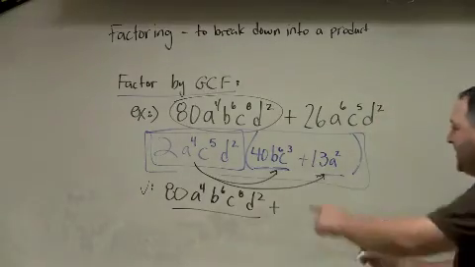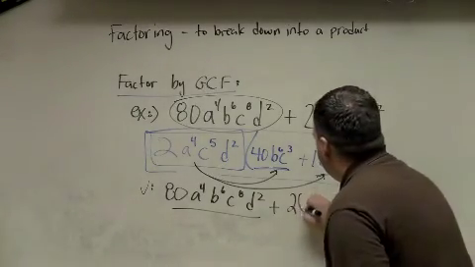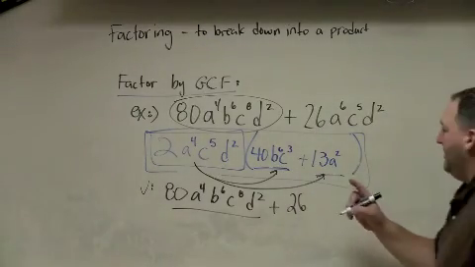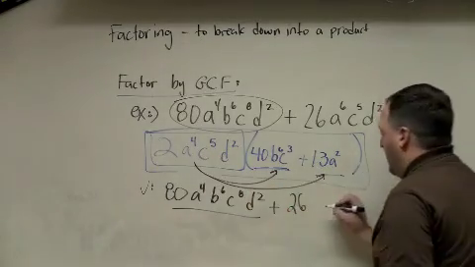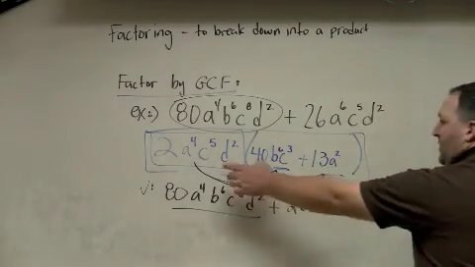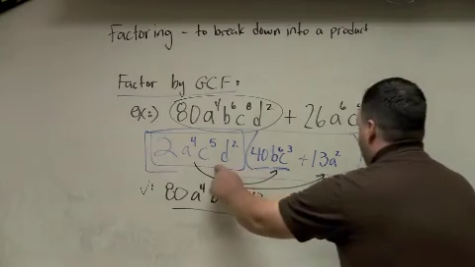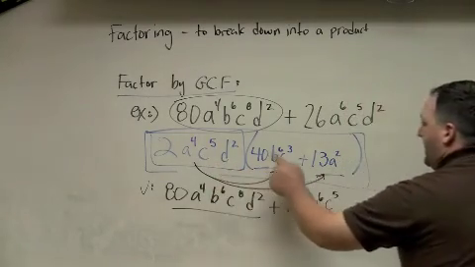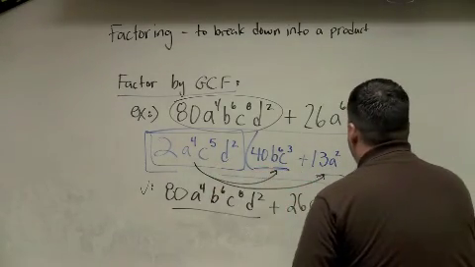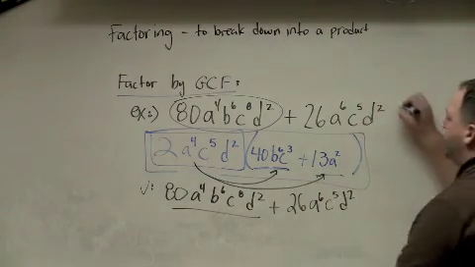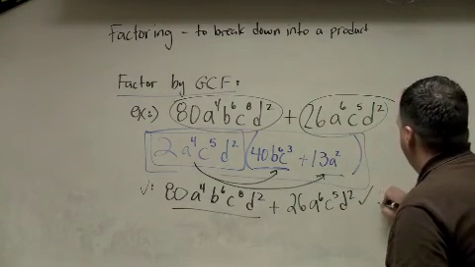I'll flip over here. 2 times 13 is 26. And then we have a to the 4th times a squared, which is a to the 6th. We don't have any b's. We do have a c, c to the 5th. And then we have a d squared. And that matches the second term here. So I know we got it right.